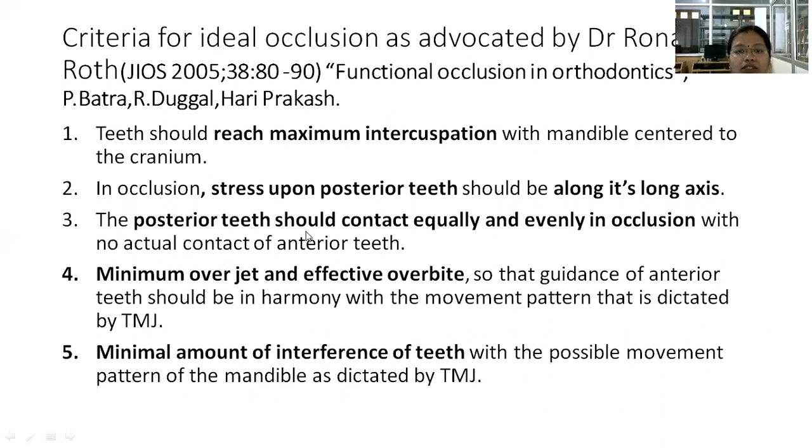The posterior teeth should contact equally and evenly in occlusion. Then there should be minimal overjet and effective overbite, and the minimal amount of interference of the teeth. So these are the criteria advocated for the functional occlusion in orthodontics.